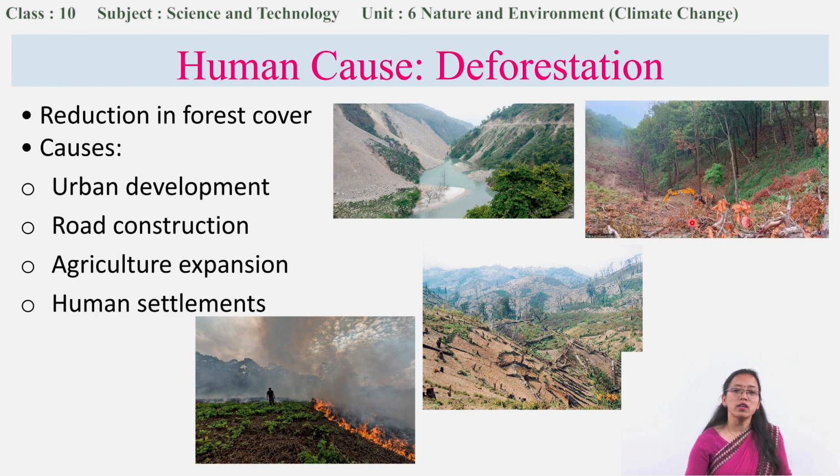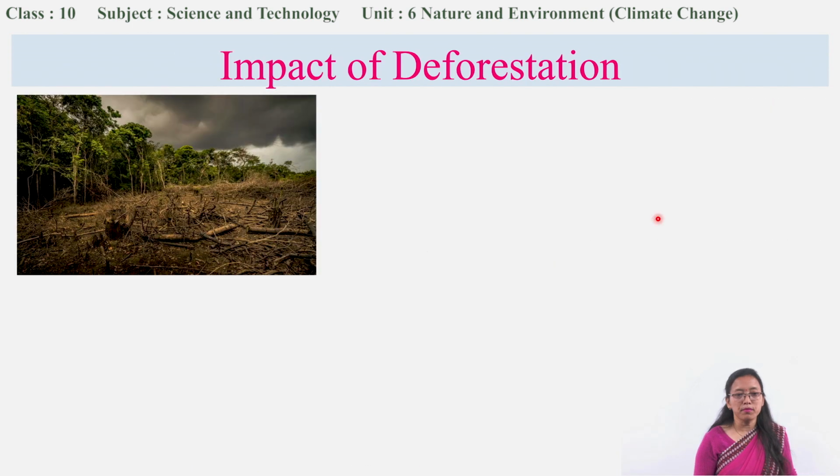And also for human settlement, people are deforesting the forest, and they settle humans in those places. So these are the deforestation processes, and how does deforestation cause climate change? When deforestation occurs, the number of plants will decrease, and if the number of plants decreases, then carbon dioxide absorption also decreases. Then if plants do not absorb the carbon dioxide, it will be released in the atmosphere, and that will increase the temperature.